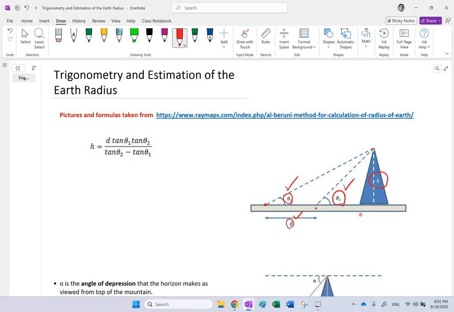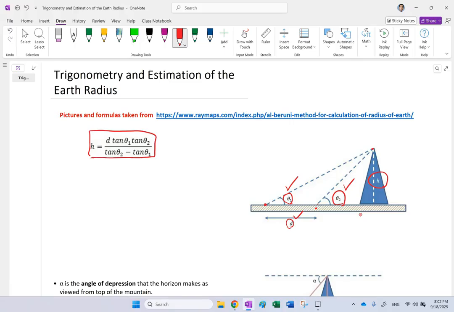So first, how did he measure the height of the mountain? He used this formula: h equals d times tangent of theta 1 times tangent of theta 2 over the subtraction of the two tangents. And clearly you see the trigonometry function here, right? You see the tangent function. Now you might say, where does that come from?